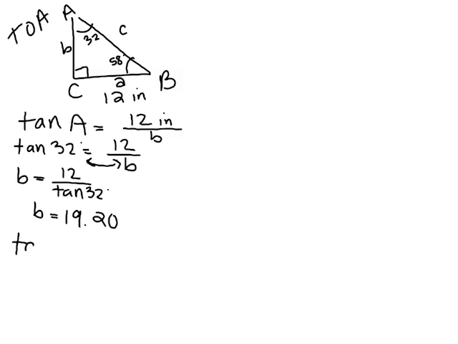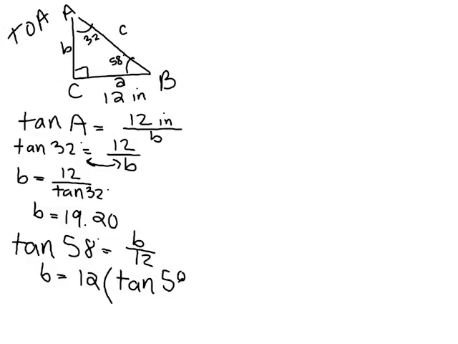So the tangent for angle B, which is 58 degrees, equals opposite over adjacent. So opposite, my big B is my little b, and then adjacent is the 12 inches. So I need to get my little b alone. So I multiply both sides of the equation by 12. Then I have b equals 12 times tangent of 58 degrees.